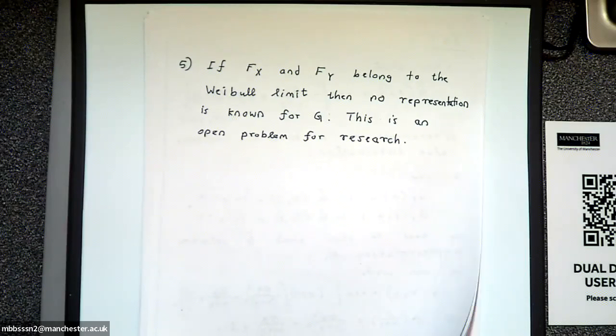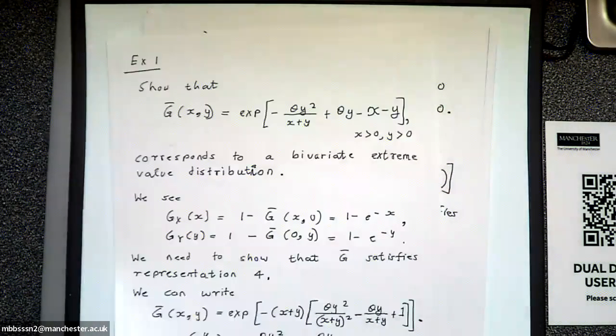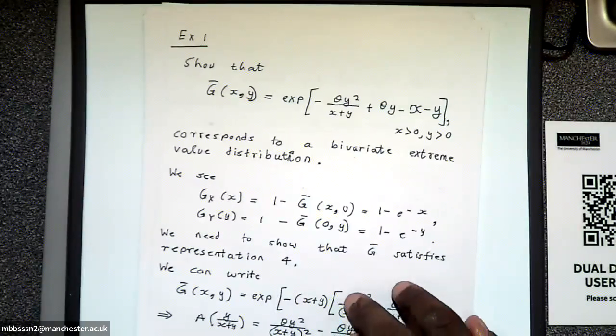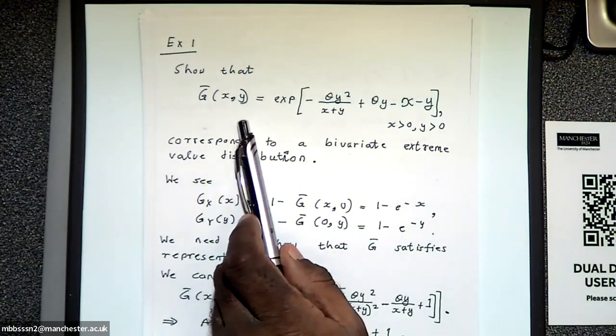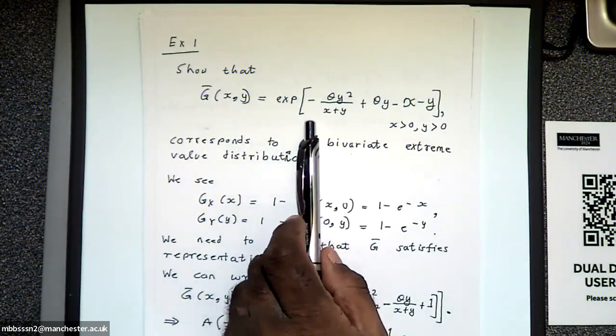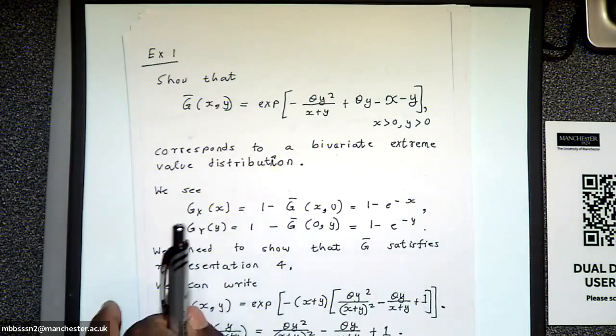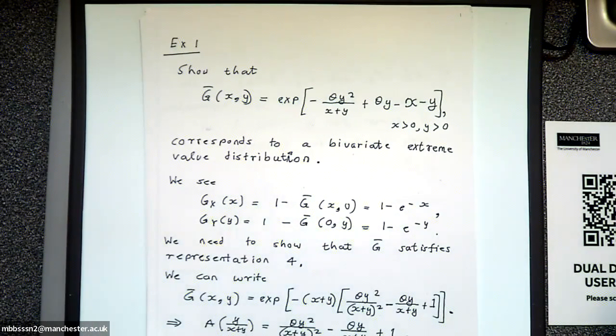All right. Now, next thing is an example I did in the video. So you have this G bar, given by this, right? What you need to figure out is, we talked about 4 different representations, right? So you need to figure out which of the 4 representations this corresponds to.